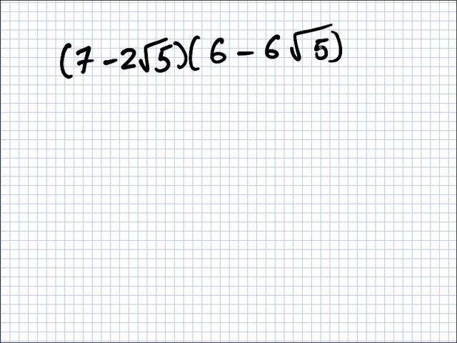Okay, so let's have a look at this next one here as an example. 7 minus 2 root 5, times 6 minus 6 root 5. What should I be doing first here if I want to simplify this? What should be my first step?